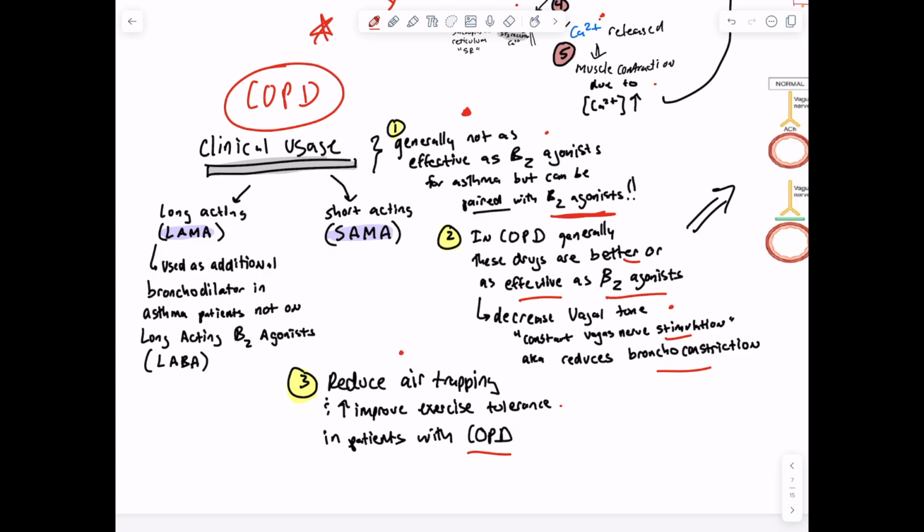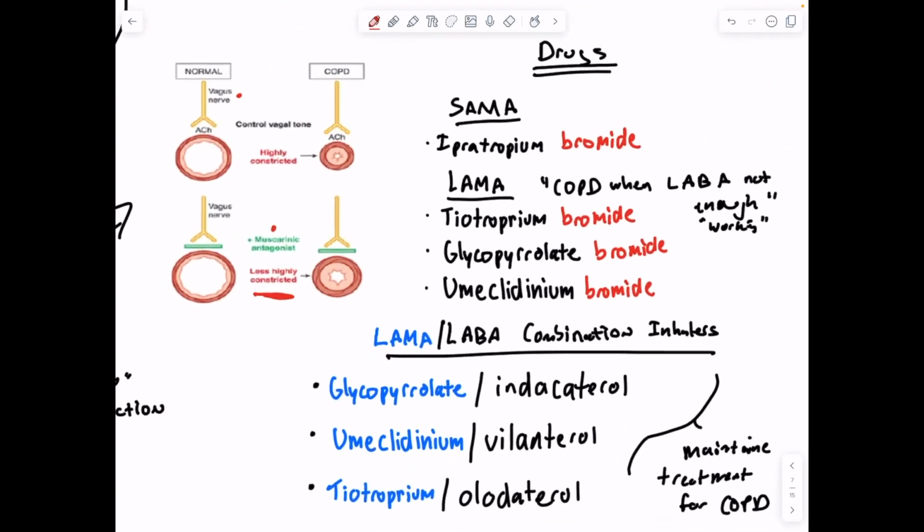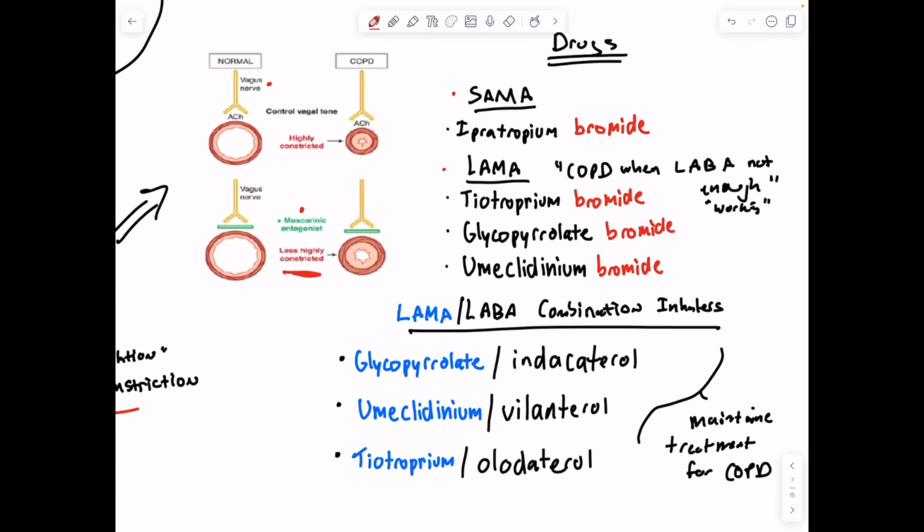Just like our beta agonists, we have short-acting and long-acting. Short-acting we would call SAMA for short-acting muscarinic antagonists, and the long-acting is LAMA. LAMAs are used as additional bronchodilator in asthma patients not on long-acting beta agonists, LABAs. All right, so what are the actual drugs? We have our SAMAs and our LAMAs, and then using LAMAs and LABAs in combination. We have SAMA, ipratropium bromide, and this is often used in sort of rescue cases, right? It's just a little bit faster acting.